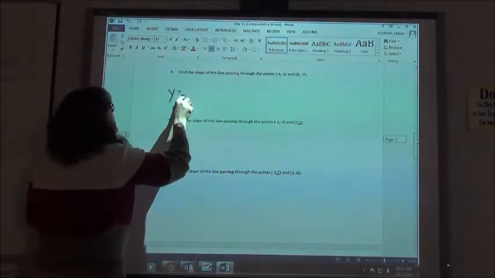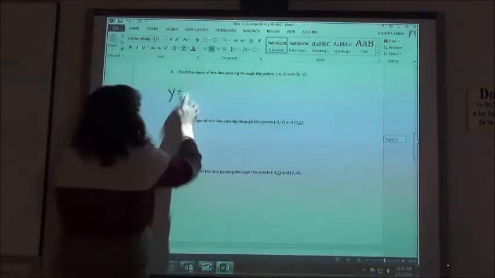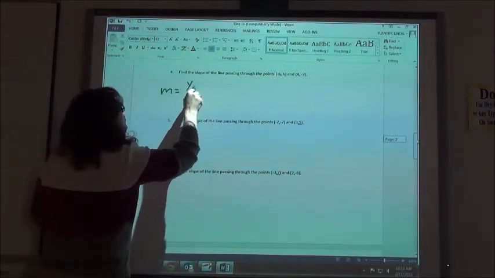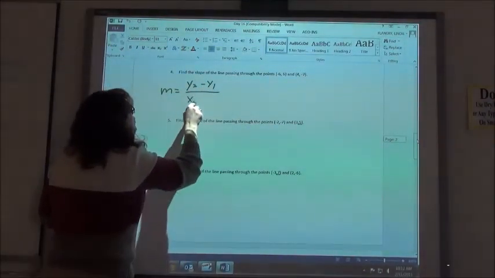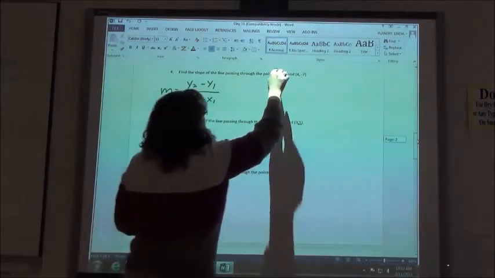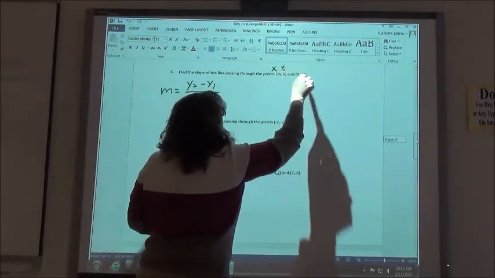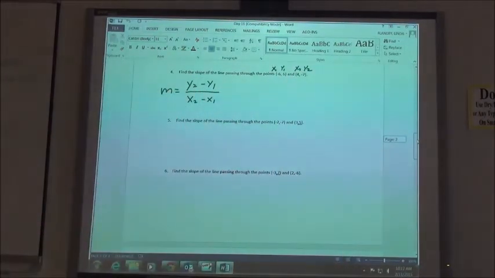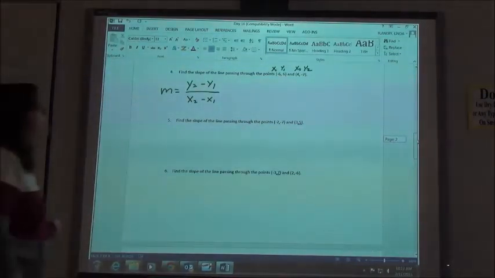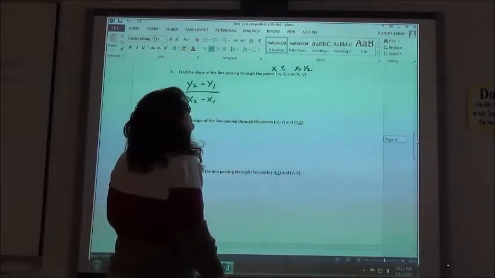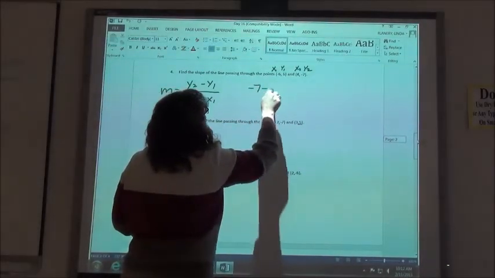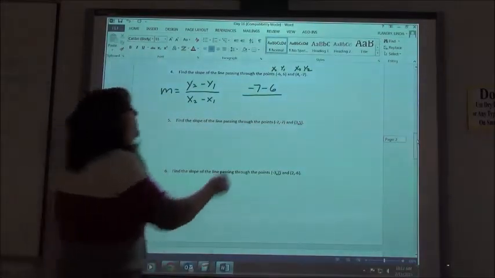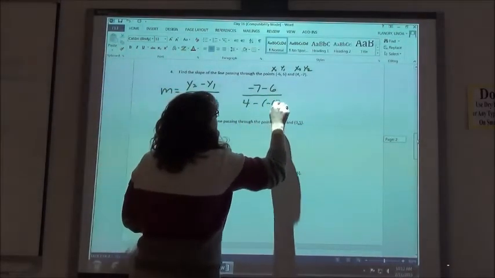So, oops, I'm trying to write the y already. My formula for slope. M equals y2 minus y1 over x2 minus x1. So we'll just say this is the x1 and the y1. This is the x2 and the y2. So if I do my change in y, I would do what? Negative 7 minus 6. Exactly, negative 7 minus 6. And then my x2 minus my x1 would be 4 minus negative 6.